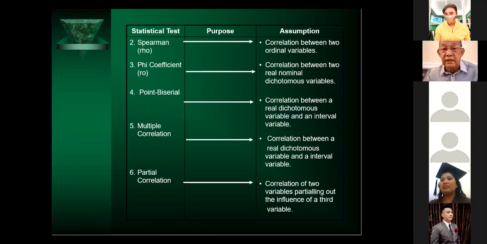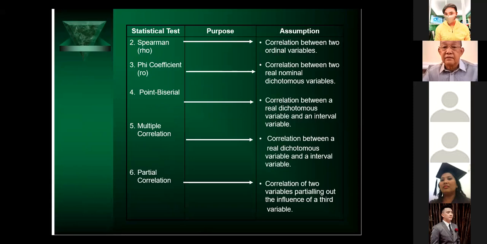Where is that? Partial correlation. Ang bilis naman mag-flow. Ayan. Partial correlation.